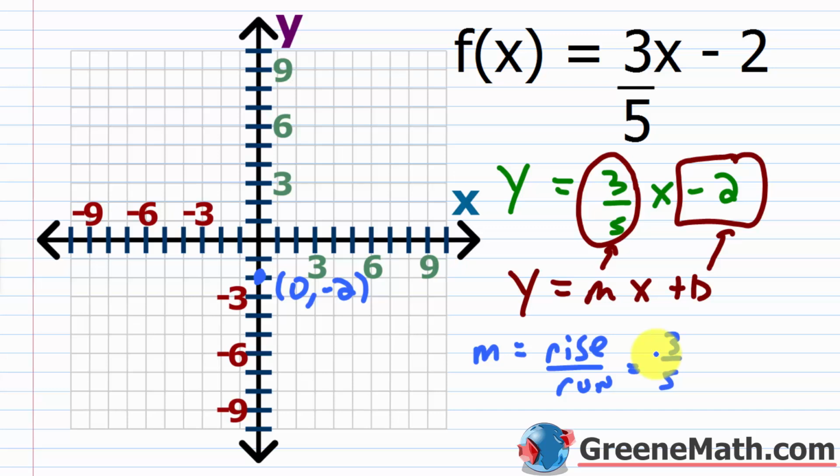So a rise of 3 tells me to move vertically 3 units. So go up 1, 2, 3. A run of 5 tells me to go to the right by 5. So 1, 2, 3, 4, 5. So that would be the next point on the line. So you would have 5, 1. Okay, so that's an ordered pair.